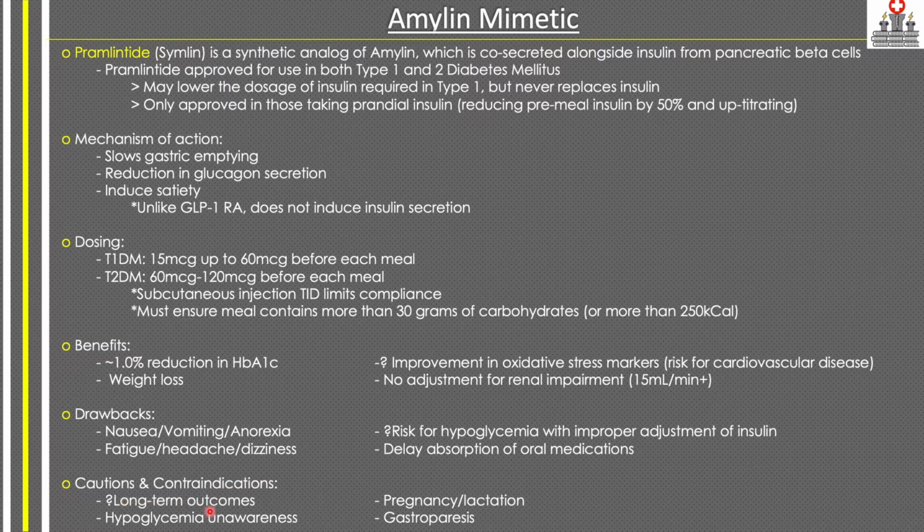We really don't know the long-term outcomes of amylin. There's also not a lot of data on this because it's not commonly prescribed. This drug can lead to hypoglycemia because you will be taking insulin concurrently. And in patients with hypoglycemia unawareness, it's perhaps best to avoid this medication. We also don't know the effects during pregnancy and lactation, whereas in insulin, we do know the effects. And a final consideration, like the GLP-1 receptor agonist class of medications, is to consider avoiding this medication in gastroparesis.